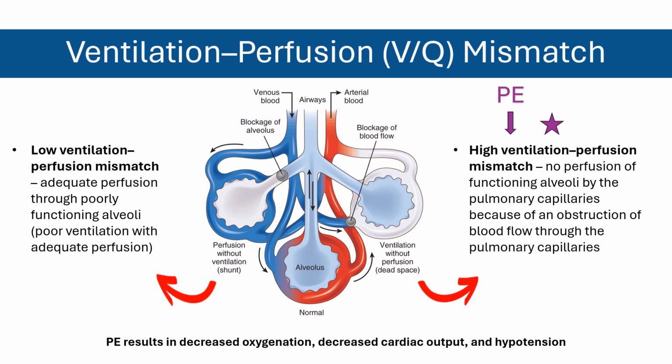So PE, pulmonary embolism, results in decreased oxygenation, decreased cardiac output, and hypotension. Those are our problems with the PE. Decreased oxygenation, decreased cardiac output because there's a block, right, of the blood, and hypotension because the blood is being blocked.